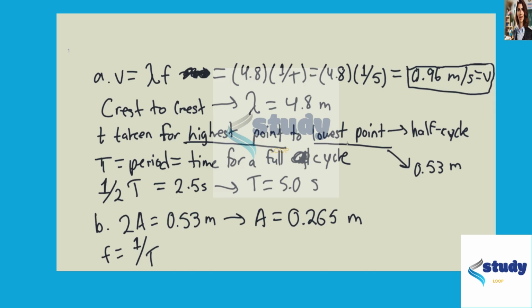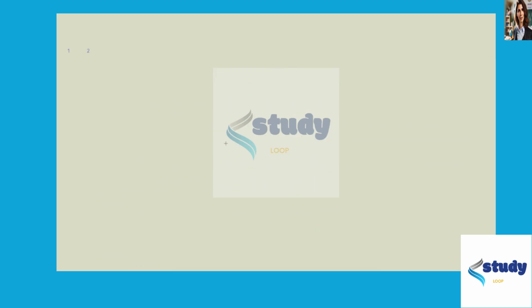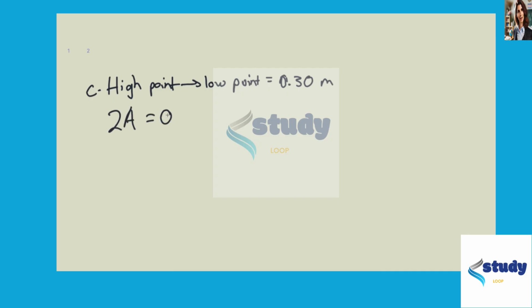And then it's asking us in part C, if the high point to low point equaled 0.30 meters instead of 0.53 meters, would any of the previous variables change? And the answer is no. The only thing that would change would be the amplitude. So it would be 2A equals 0.30 meters. A would be equal to 0.15 meters.